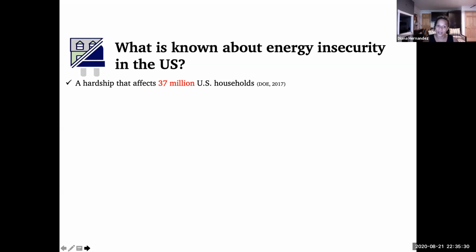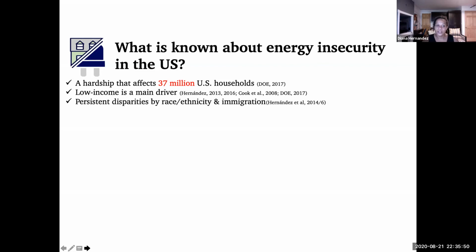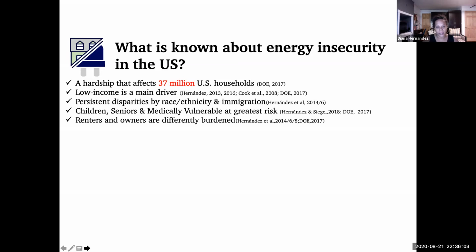And I'll just briefly go over what is known about energy insecurity in the United States. We know that it affects 1 in 3 households. By comparison, food insecurity affects about 17% of the US population. Energy insecurity actually affects 1/3 of the US population, but has gotten far less attention. We know that low income is a main driver of energy insecurity, that there are persistent disparities by race, ethnicity, and immigration status, that children, seniors, and the medically vulnerable are at greatest risk, that renters and owners are differently burdened.